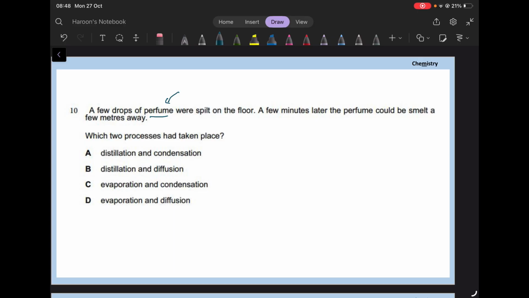So evaporation has to take place. These particles convert into a gaseous state from a liquid state. Now, next, spreading out would be due to diffusion. So D has to be the correct answer.